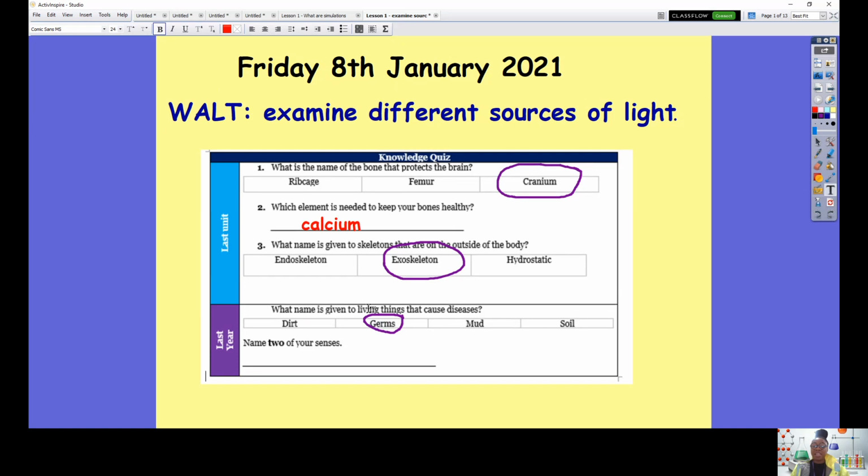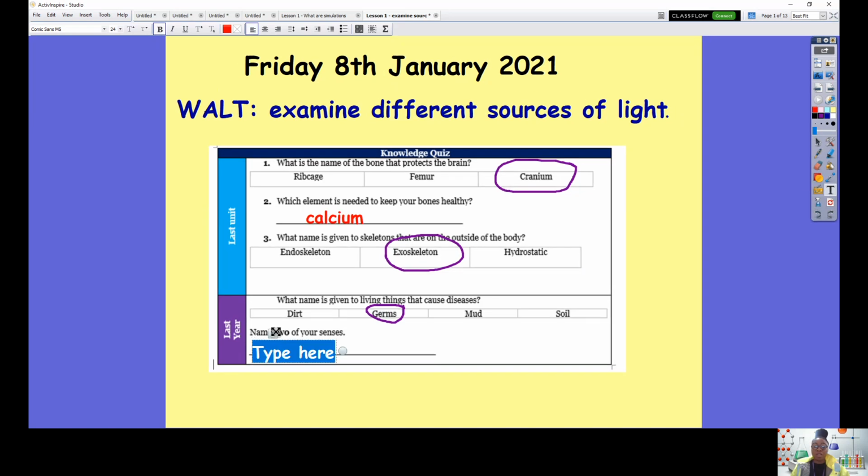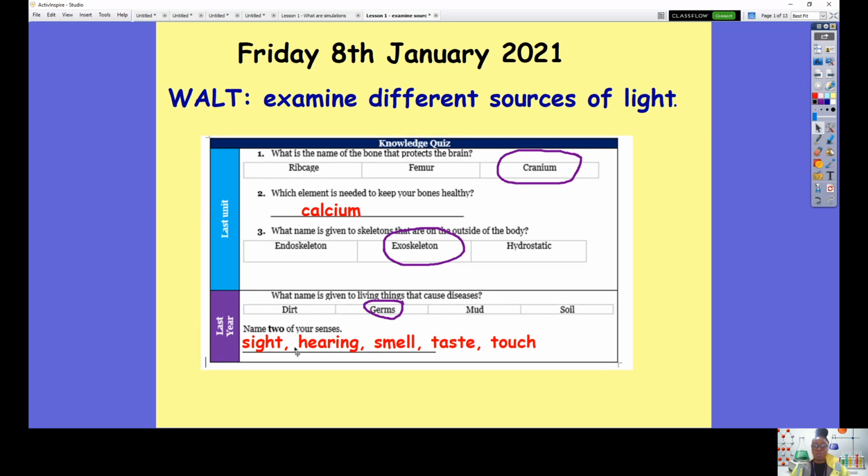And finally, name 2 of your senses. There are 5 senses, so you could have said sight, hearing, smell, taste, or touch. I don't mind which of those 2 that you put, so long as you have 2 of these senses, then you got that answer correct.